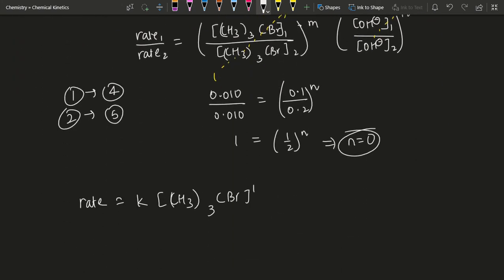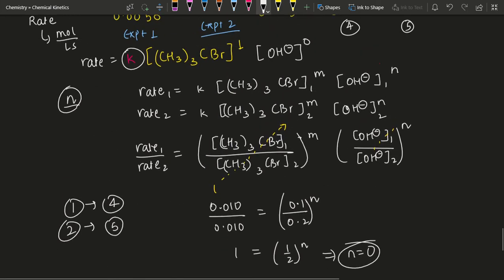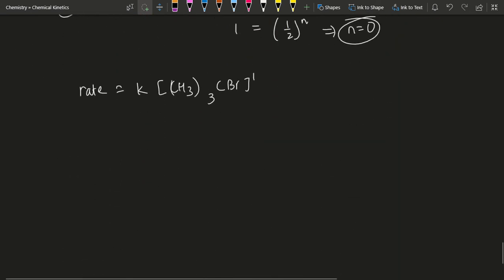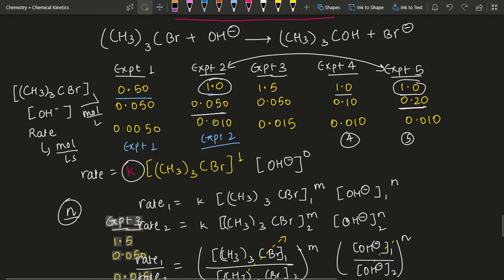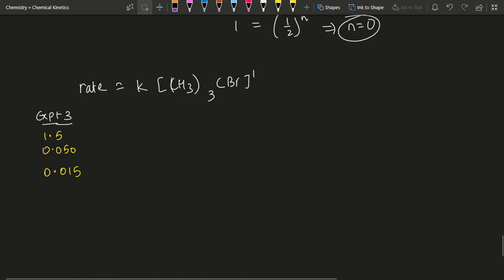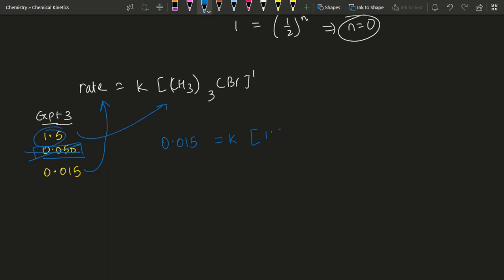Now, if you want to find out the dimension, the unit of k, what you will do is take some experiment. So let's take experiment number three for this matter. Let me just copy that down. Experiment number three is coming here. Let's bring it down here. Now once we have experiment three, you don't need to worry about this part, since this is just the hydroxide concentration and it doesn't even matter. Now you plug in for rate, you write 0.015, and that is equal to k times this concentration, 1.5 to the power 1.